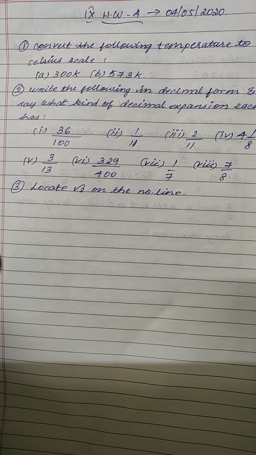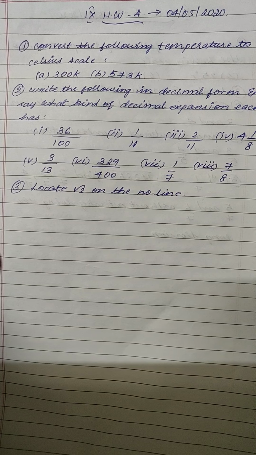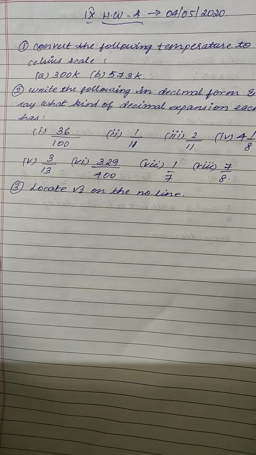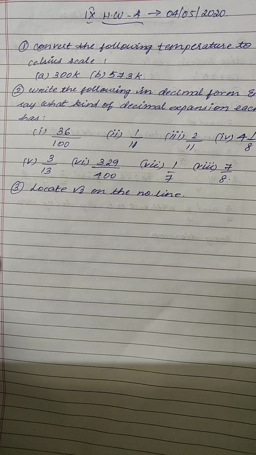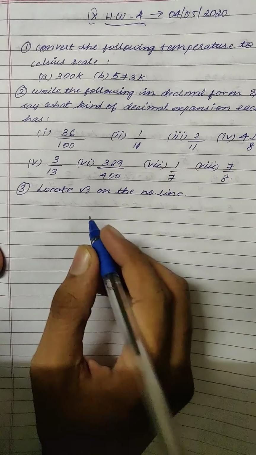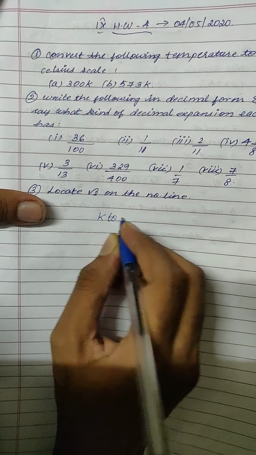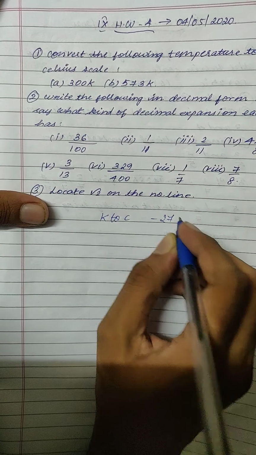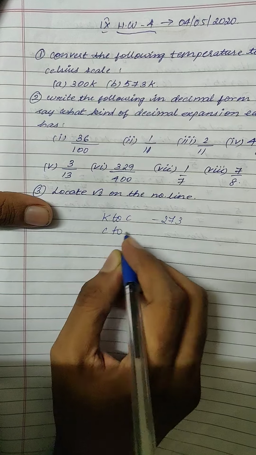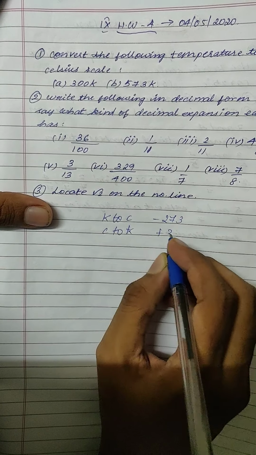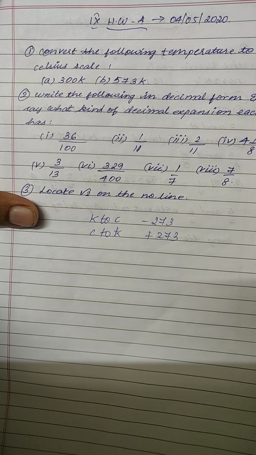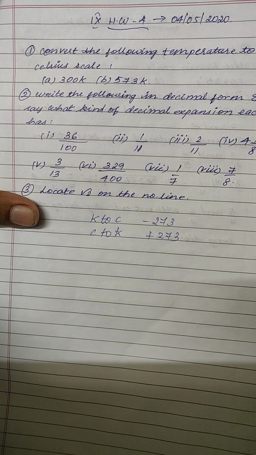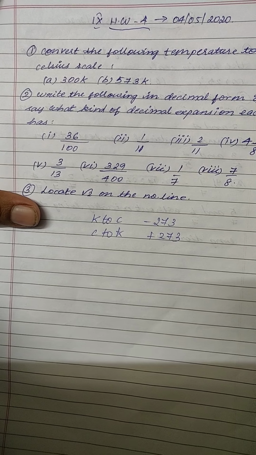Okay, for the first question, we have three different units in which we can measure temperature: Celsius, Fahrenheit, and Kelvin. So how do we convert Kelvin to Celsius? To convert Kelvin to Celsius, you subtract 273, and to convert Celsius to Kelvin, you add 273. That is the hint for question number 1. So you just subtract 273 and write it in degrees Celsius.